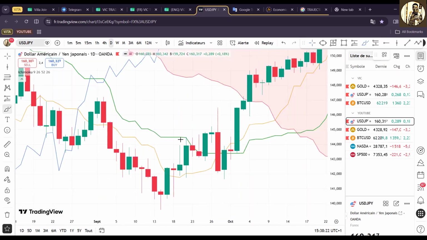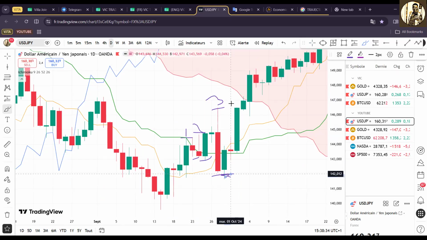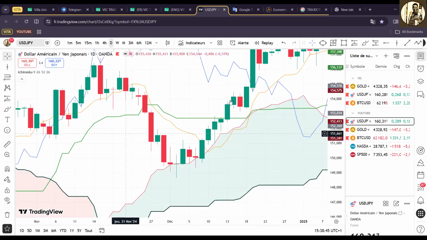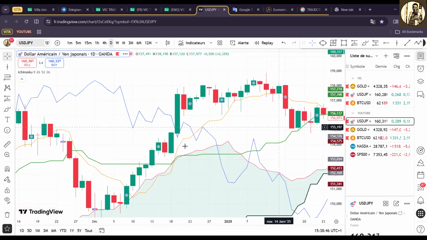Same case here. Kijun is touched one time, take profit just below Kijun. Kijun is touched second time, take profit just below Kijun. Kijun is touched third time, take profit just below Tenkan, and then the market reverses. Then Kijun is touched one time, and this one time created a V breaker directly. So that's the idea of how the Kijun line works.